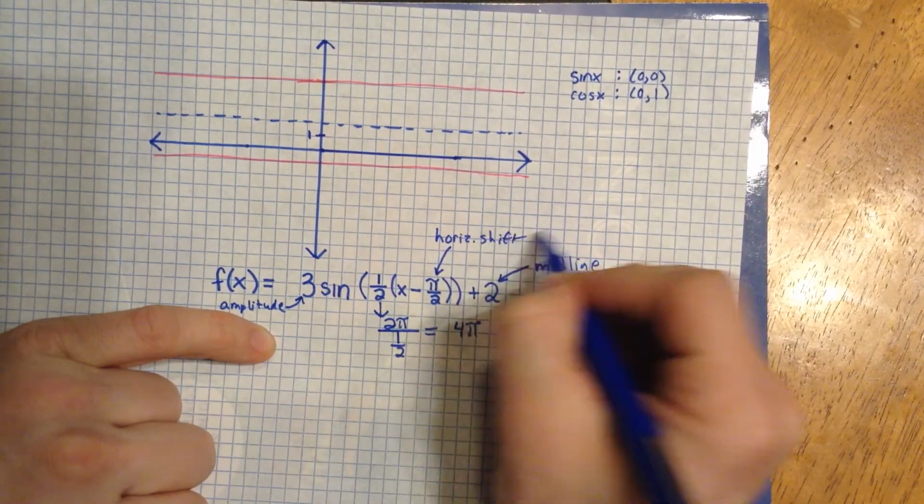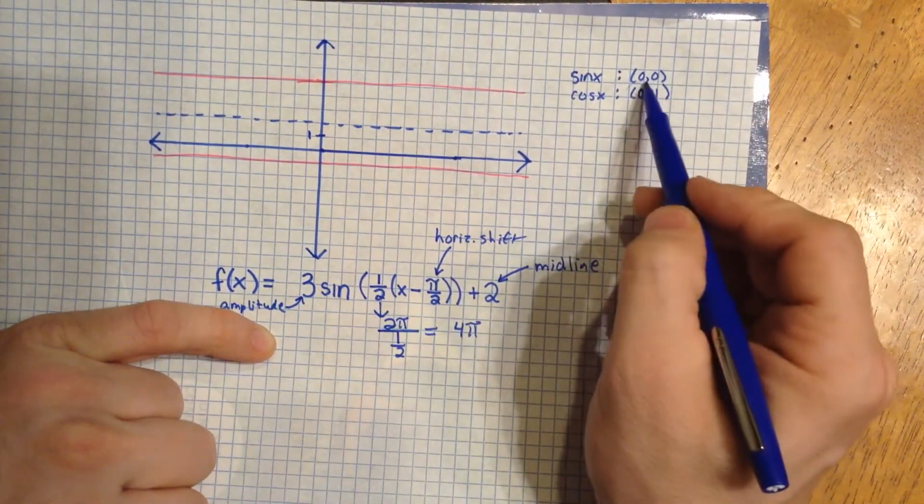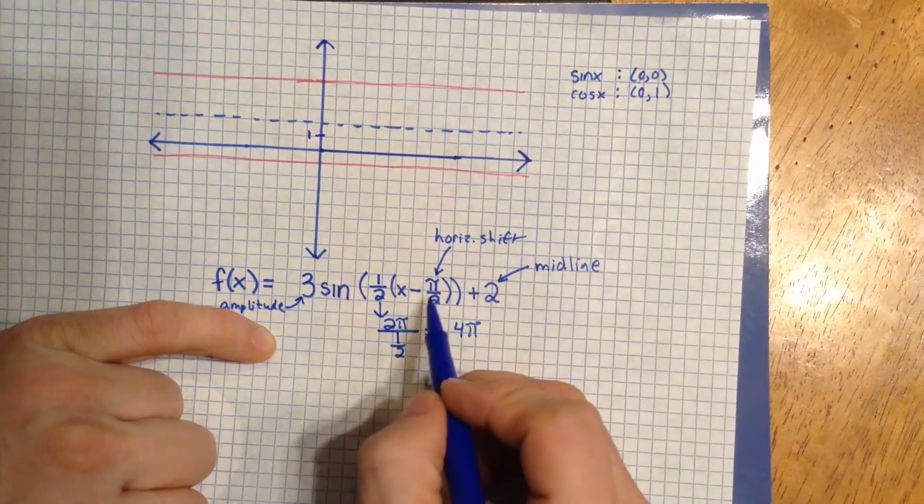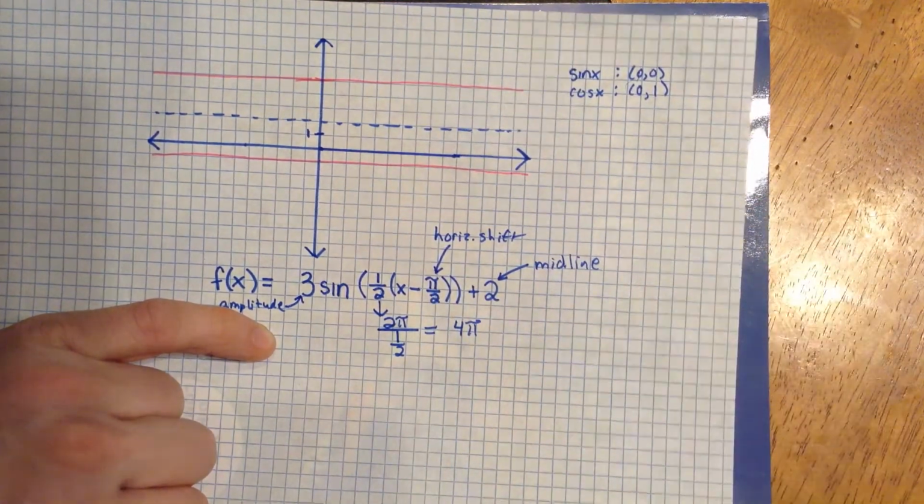Alright, and then we have this number, which is the horizontal shift. All that means is the starting point is not going to start at 0 anymore. It's going to start pi over 2 to the right. So we are going to start at pi over 2.